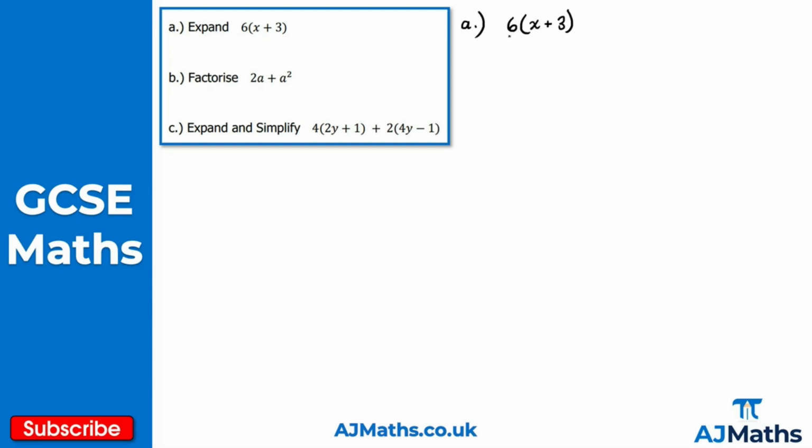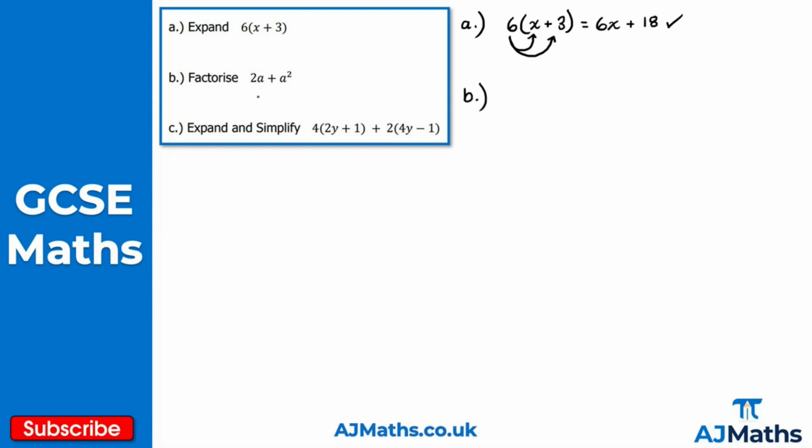So I take the 6 here, times it by the x here. So 6 times x, that would give me 6x. And then we take the 6 here and times it by the 3. So 6 times 3, that would give me 18 there. So we get 6x plus 18. Okay. And there we have it. So that's the solution to A. Moving on to B now.